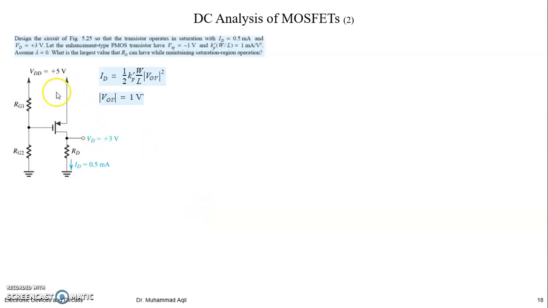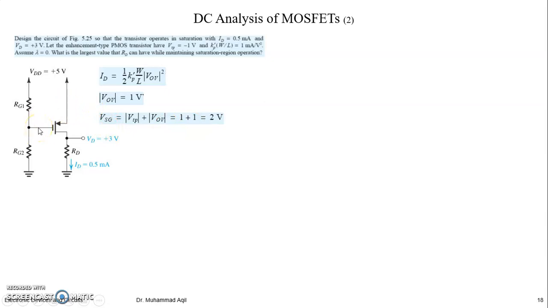So VSG will be equal to VOV plus VTP, right? But in magnitude form, right? So VSG will be equal to the magnitude of VTP plus the magnitude of VOV. Obviously VSG would be positive, right? So 1 volt plus 1 volt means we have VSG as 2 volt, right?